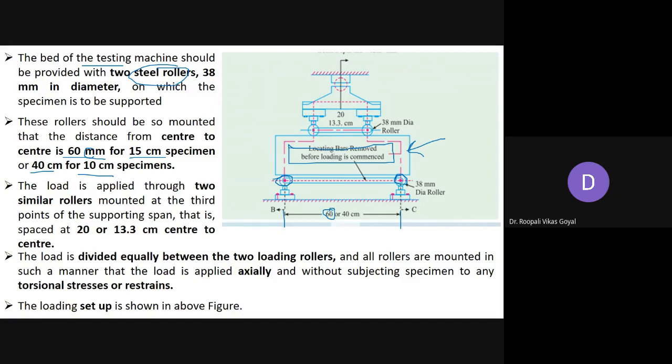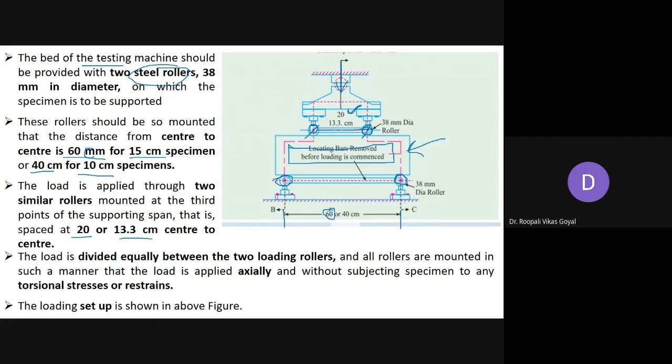Now above this again two rollers are provided, same 38 diameter, and the center to center distance between these two rollers would be 20 centimeter for our size of specimen, that is 15, and 13.3 centimeter for the 10 centimeter specimen. So in our case it would be 20 centimeter because our specimen size is 15 by 15 by 70, and this is again for the center point loading.